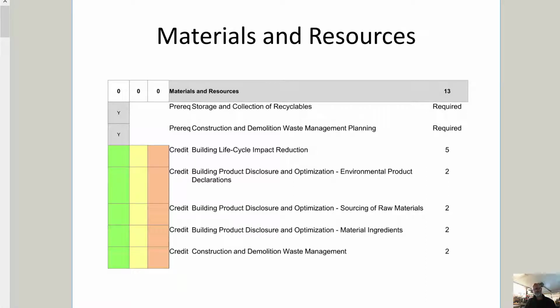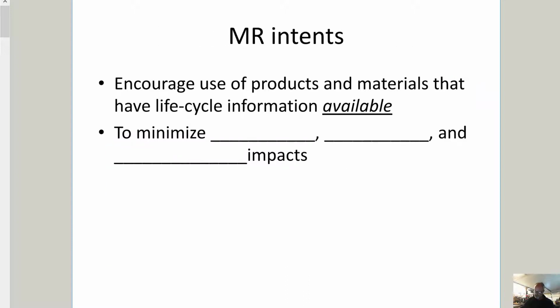All right, people, let's talk a little bit about materials and resources. A little bit smaller credit category with only 13 credits, but important nonetheless. So, the intents of the materials and resources category are to encourage use of products and materials that have life cycle information available. The availability is the big thing here.